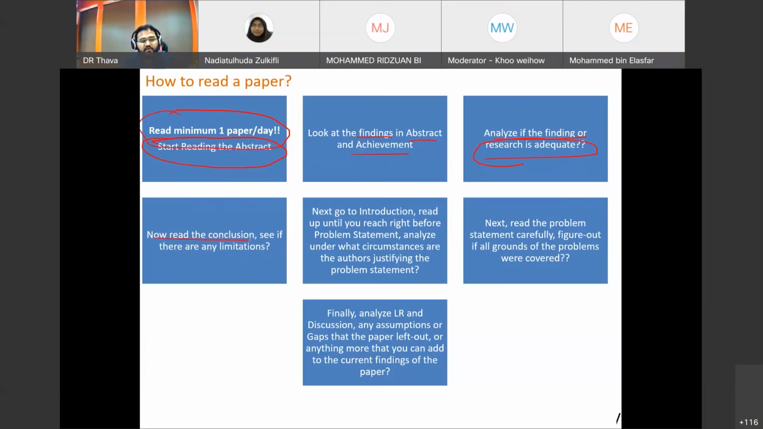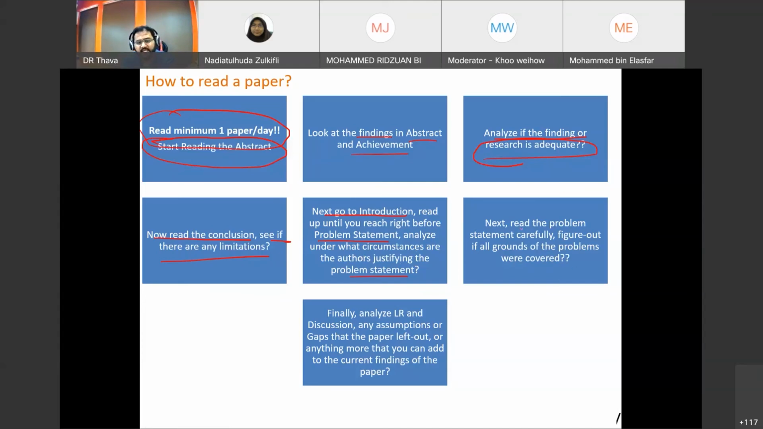Next, read the conclusion, not the introduction, don't jump to conclusion. See if there are any limitations that you can write on, which you can expand. Next, only then you go to the introduction, and read up until right before the problem statement, the motivation part. Analyze under what circumstances the authors are justifying the problem statement. That means, is there really a motivation or is there a very disconnected motivation? Like, I don't even know why this paper is here. So read that and think about the process.